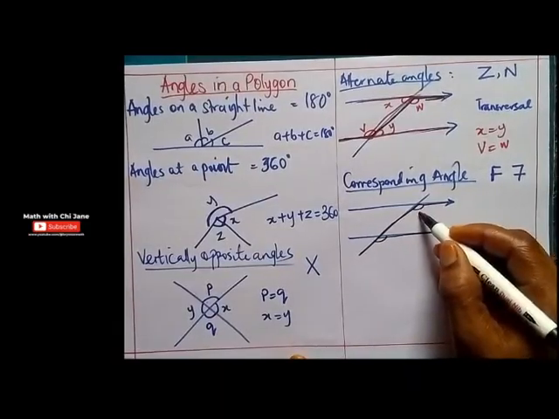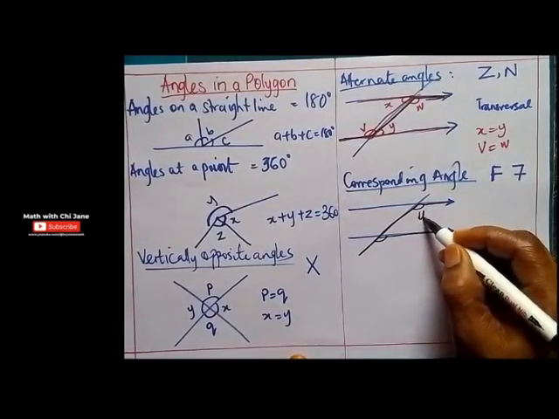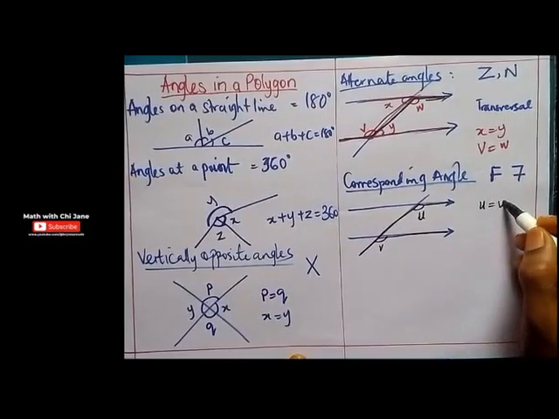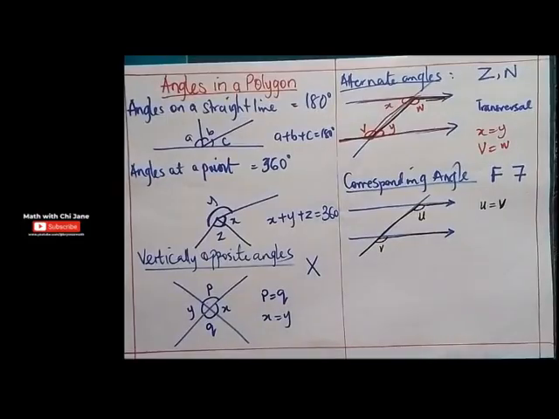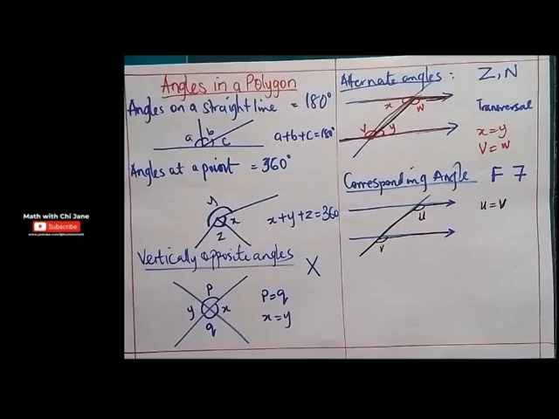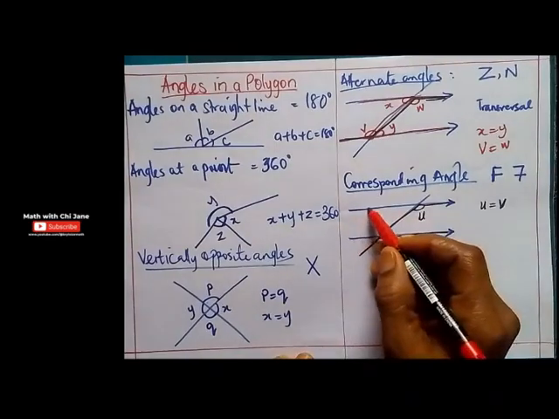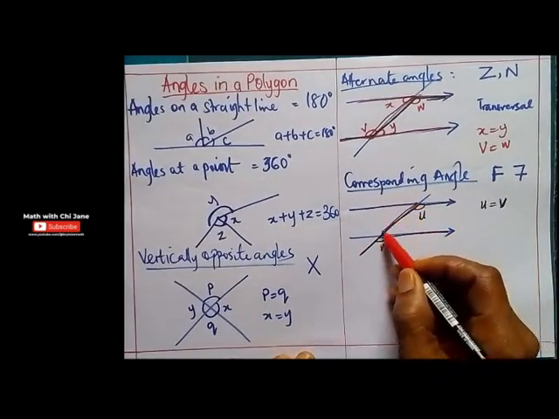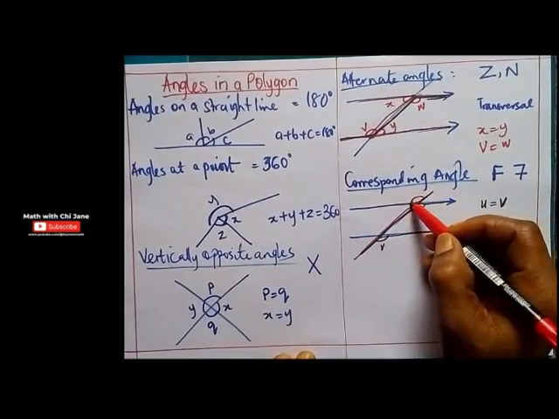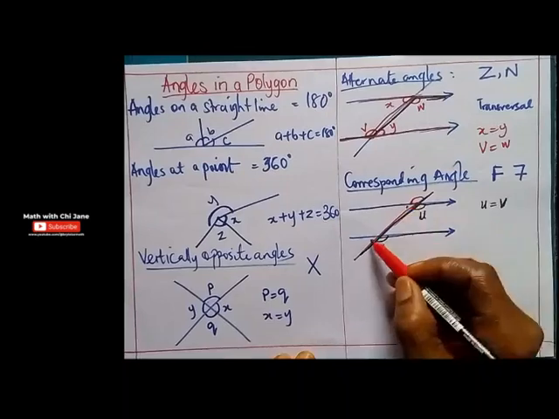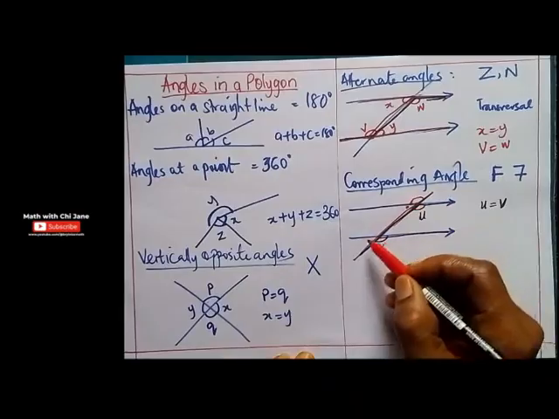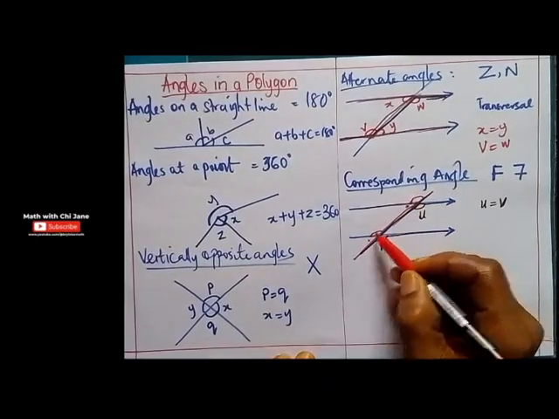So if we call this one U, this one will be V. That means U is equal to V. Okay, now I told you that the F might be facing this way or facing that way. Alright, let's see if it's facing the other way. Now this angle here, if I pick here, it will be equal to this. Now if I pick here, it will be equal to here.